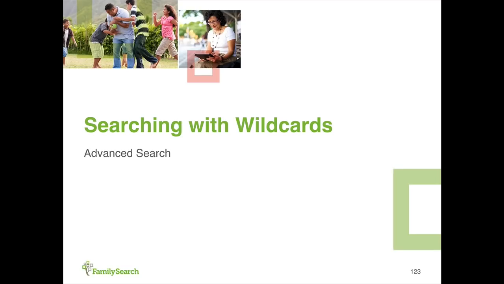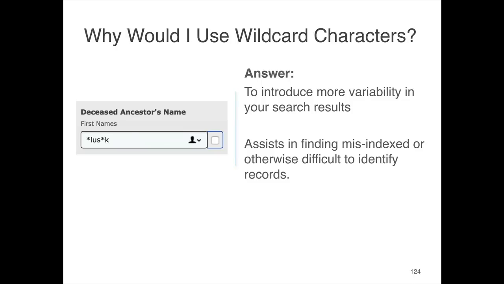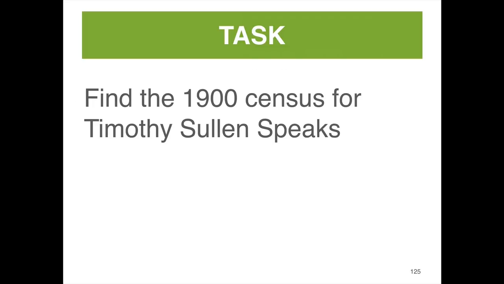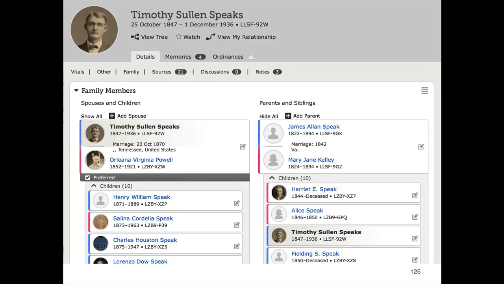Let's talk about the opposite. Let's talk about searching with wildcards. This is the opposite of exact searching in that it's going to increase the variability of your search results. You want to introduce more variability into your search results to find difficult to find records like misindexed records, etc. I'm going to do the task of finding the 1900 census for a gentleman named Timothy Sullen Speaks. If I go to Timothy's page, I can see his family. His wife was Orleana, Virginia.